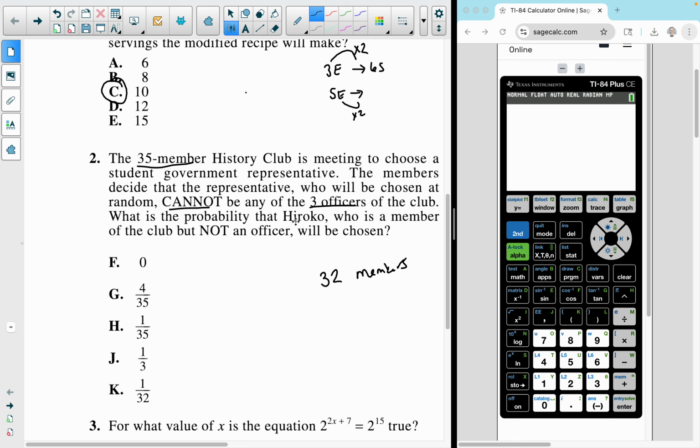What is the probability that Hiroko, who is a member of the club but not an officer, will be chosen? So he is one of the 32. There's only one person, so it's 1 out of 32.